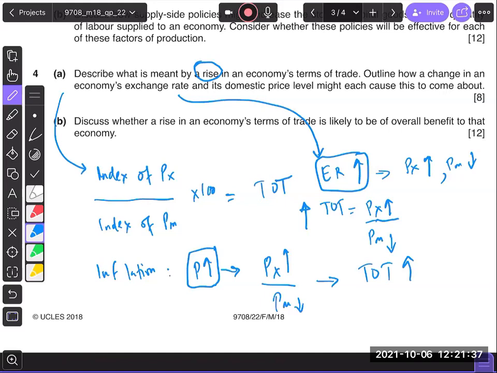So they are saying, describe what is meant by a rise in terms of trade. There's one more thing that you can talk about. The rise in terms of trade would mean if PX is greater than PM, or rise in PX is greater than rise in PM, you will see the terms of trade improve, right? And the value of terms of trade to rise.